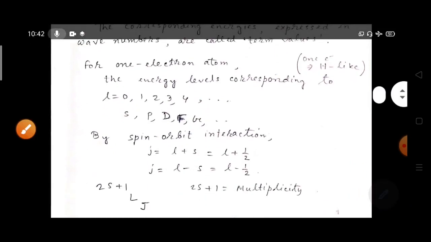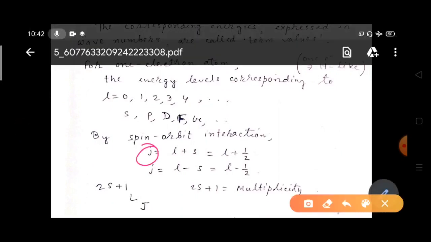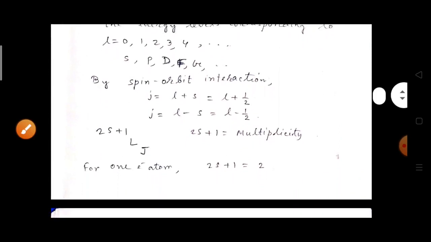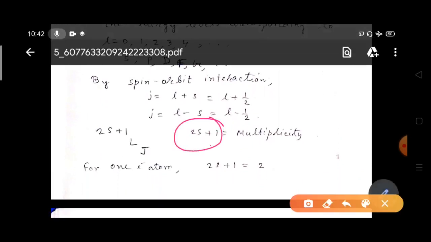By spin orbit interaction, which we already discussed in the previous video, the total angular momentum J will be the vector addition of the orbital angular momentum and spin angular momentum, and J can have values from L plus S to mod of L minus S. For a one electron atom, S will be half or minus half, so J is L plus half or L minus half. Then 2S plus 1 is called the multiplicity.